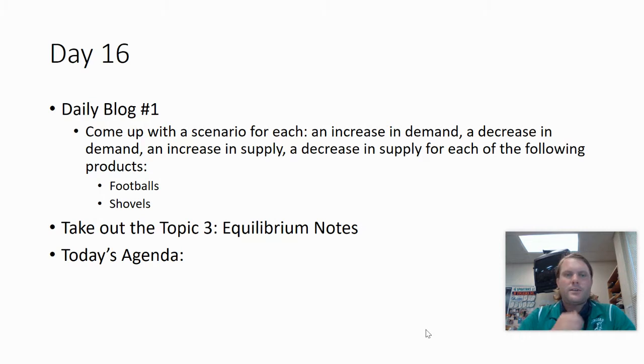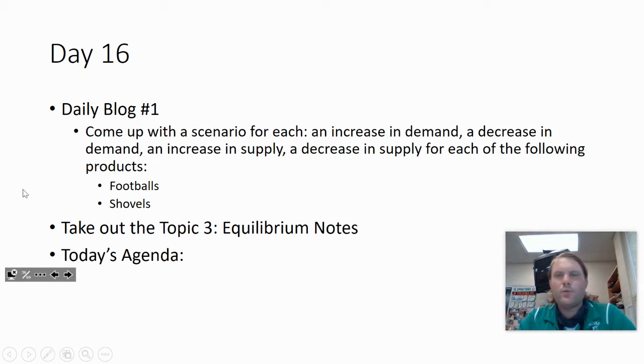Okay, so first things first, you've got a daily blog here. Go ahead, pause it, write something down. You're coming up with a scenario for each of these. Basically you have 8 things you've got to write. What is a scenario for each of those of an increase, decrease in demand, increase, decrease in supply? Do that quick if you haven't done so. Pause it.